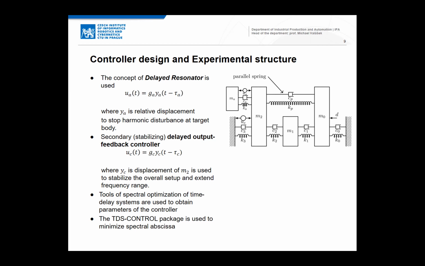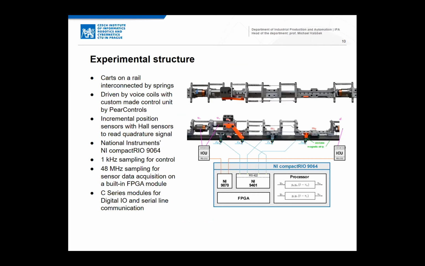This becomes an optimization task where the parameters GC and tau C are obtained from the spectral optimization of time-delayed systems. For the optimization, we use the method package from colleagues at the University of Leuven, called Control.